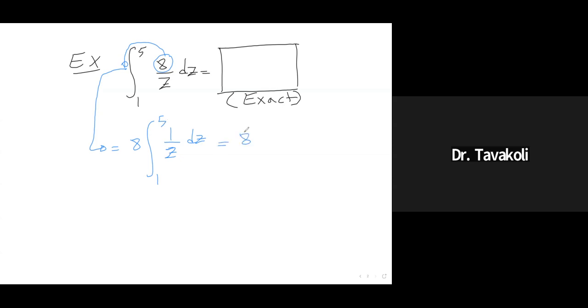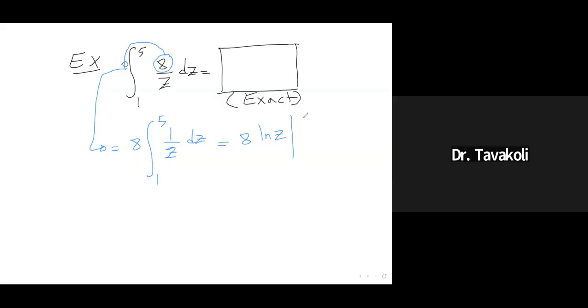As you remember from the reminder that we had before, and you have seen in Calc 1, the antiderivative of 1 over z is ln of absolute value of z. We don't need absolute value here. We just need ln of z. Why? Because we are integrating from 1 to 5. From 1 to 5, there is no negative value, so we don't need absolute value. All the numbers from 1 to 5 are positive.